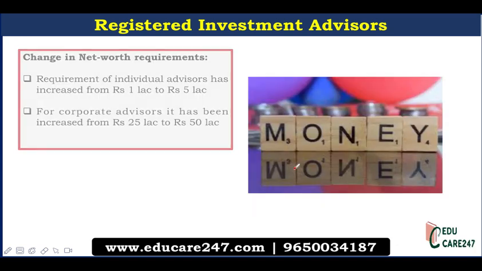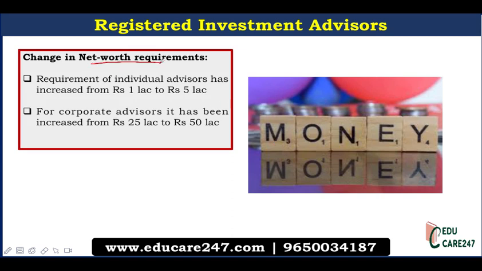Coming to the changes for advisors, SEBI has also hiked the net worth requirement for individual advisors from Rs 1 lakh to Rs 5 lakh and for corporate RIAs from Rs 25 lakh to Rs 50 lakh. This has elicited some opposition from the industry professionals. The requirement for individuals at Rs 5 lakh is absent in professions such as law, medicine, and chartered accountancy.